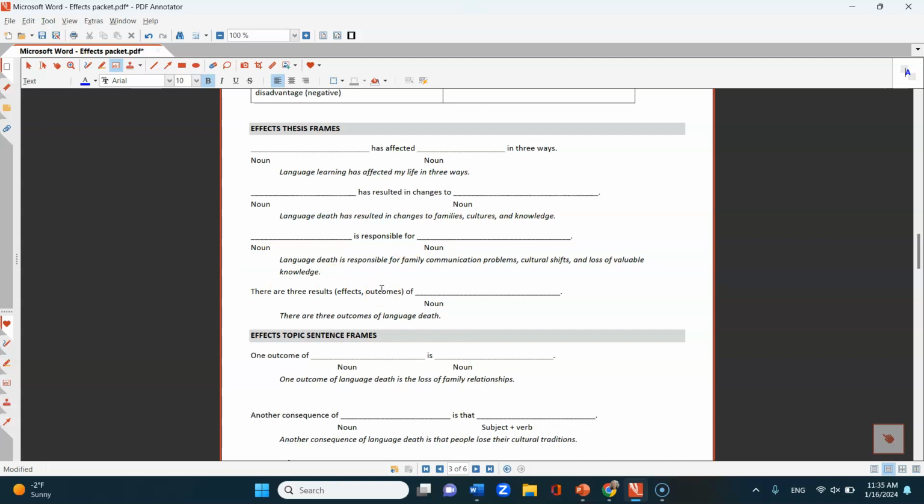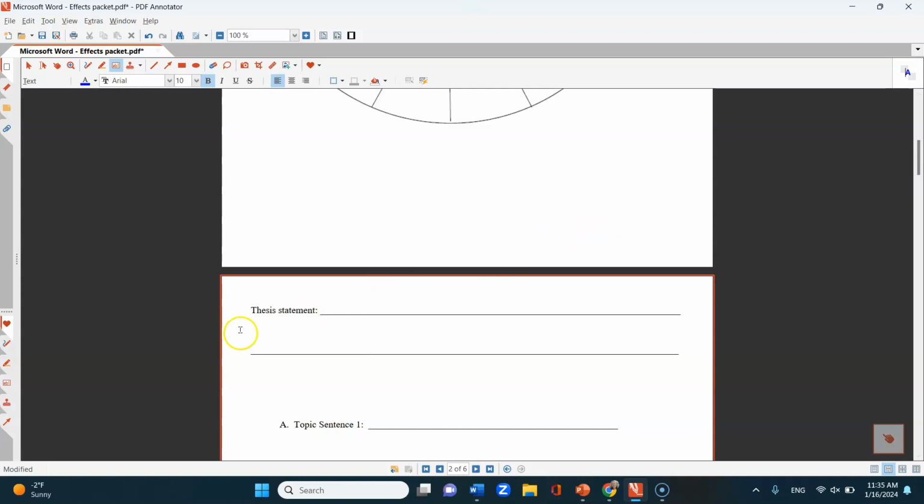Do you want a silver frame? Do you want a gold frame? Do you want a black frame? What do you want? Okay, these are just showing you different ways that you could write your thesis and topic sentences. Okay, so as an example, I could write, learning English has affected my life in 3 ways. Or I could write, there are 3 results of learning English. Okay, so I'm going to pop back up to my thesis statement and I'm going to write it just like one of these. There are 3 results of learning English. Okay, if I want to write a list of what those 3 results are, I can put a colon for this type.